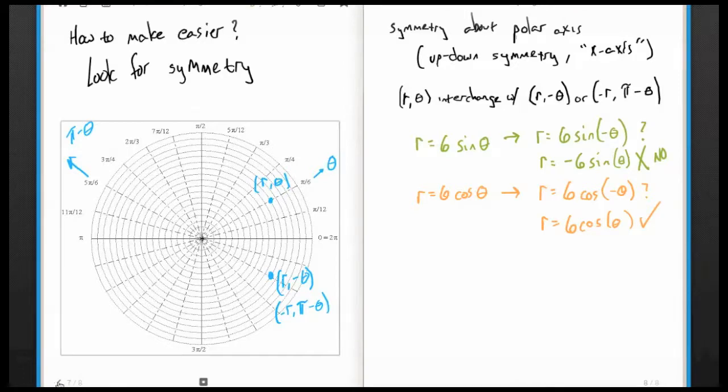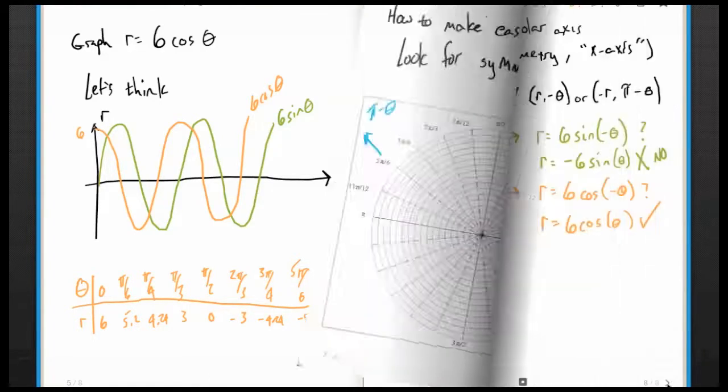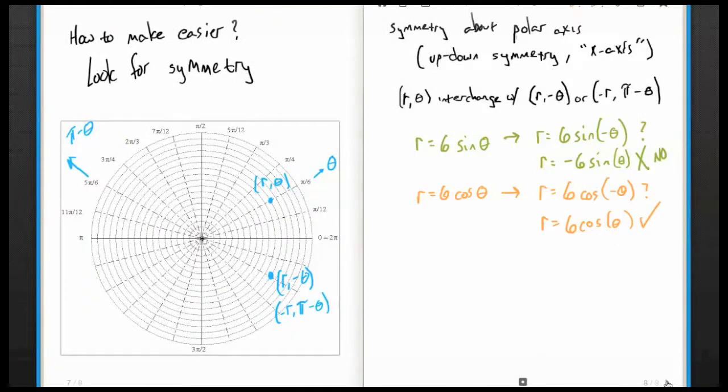Let's go back and check. Oh, look at that. Sure enough, r equals 6 cosine theta is up-down symmetric, or symmetric about the x-axis. So that would save us a bunch of time if we're trying to plot this thing.